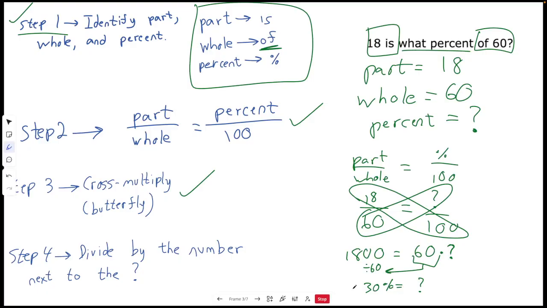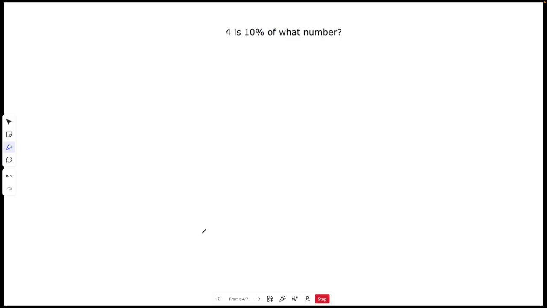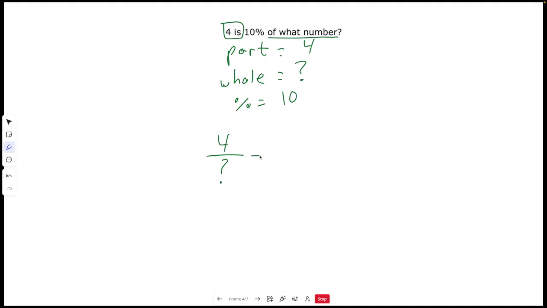Okay, let's try another one here. 4 is 10% of what number? So again, let's identify part, whole, percent. All right, let's do the easy one. In this one, they give us the percentage. That's 10. The 4 is, right, the clue word for the part. So that's 4. And of what number? We don't know what it is. So that's the question mark. Now we set up our equation. Part over whole, so 4 over question mark, equals the percentage, 10, over 100.